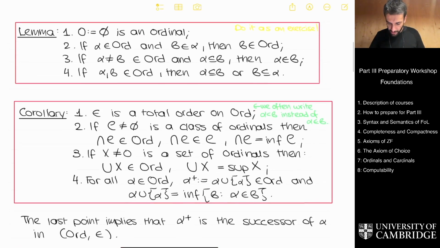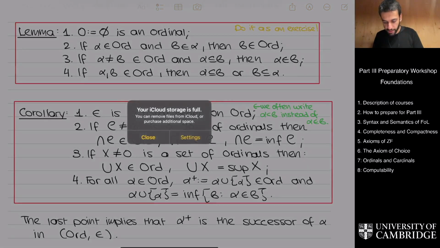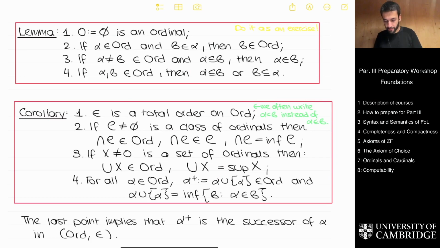Okay, and because this is a total order, often, and that's the point I'm making with the green letters, instead of writing epsilon when we refer to ordinals, we will actually write alpha is less than beta with a standard less than symbol to mean that alpha is in beta. Okay, so this is just notation.